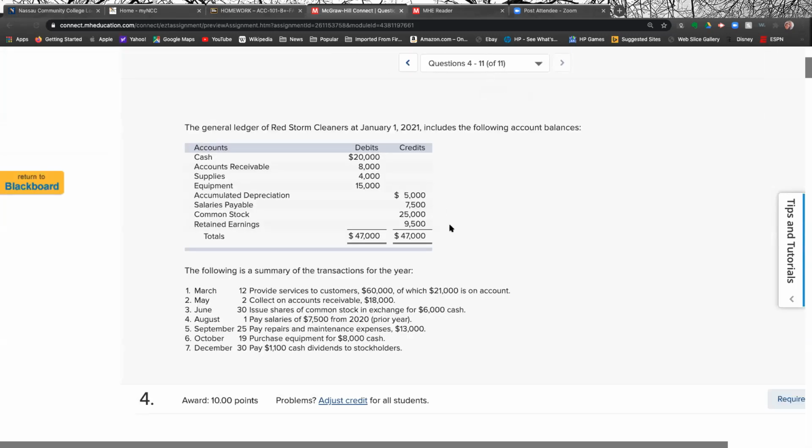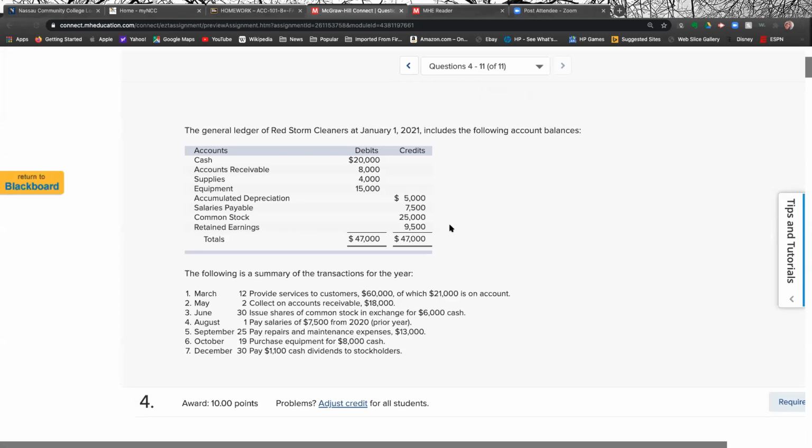Here's the last homework problem. Now, this problem is a long one. So again, this isn't due for a while, but this problem could take you an hour or two. This is problem 3-8A. The name of the company is Red Storm. The general ledger of Red Storm Cleaners at July 1st, 2021 includes the following balances.